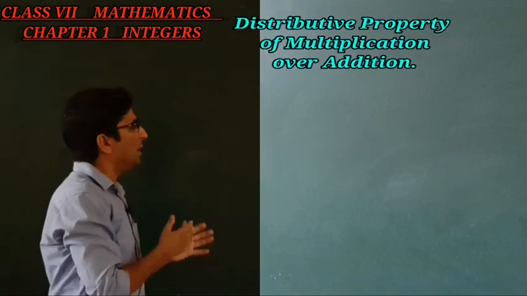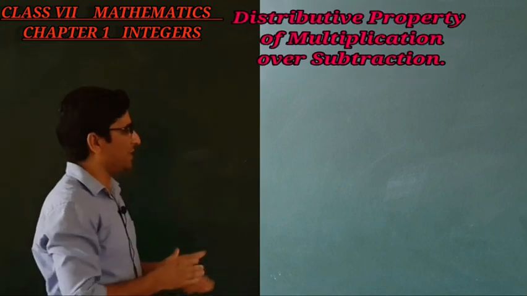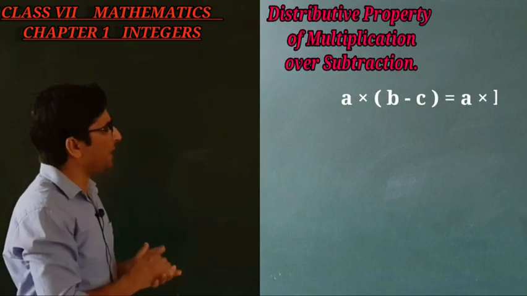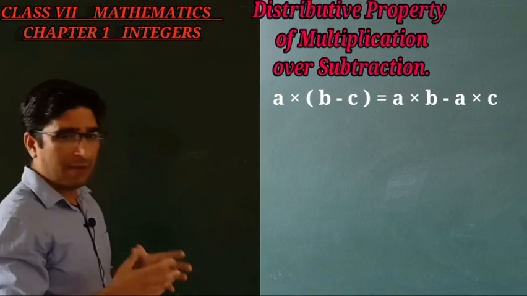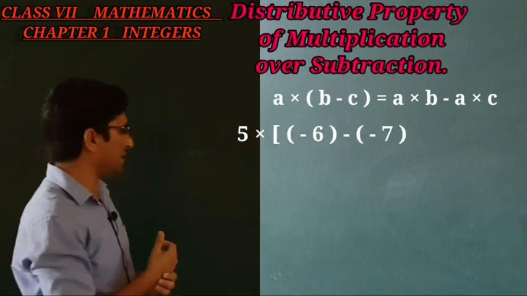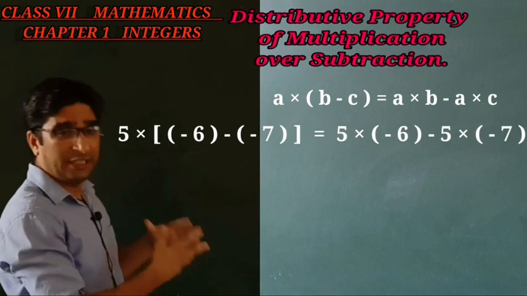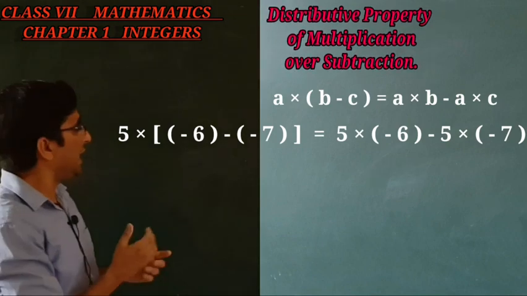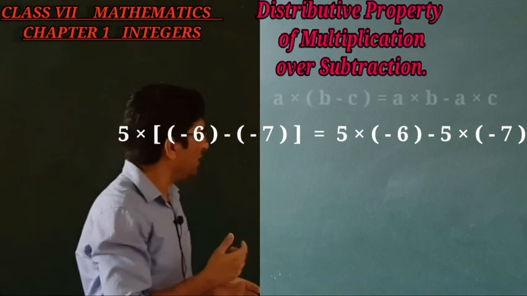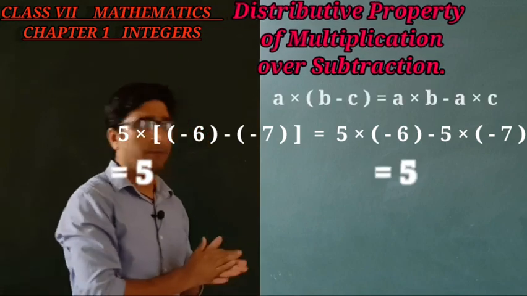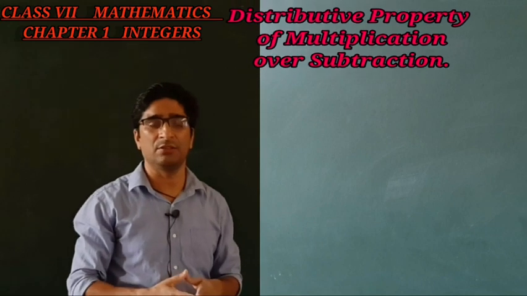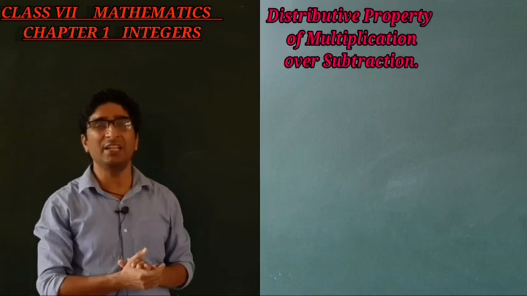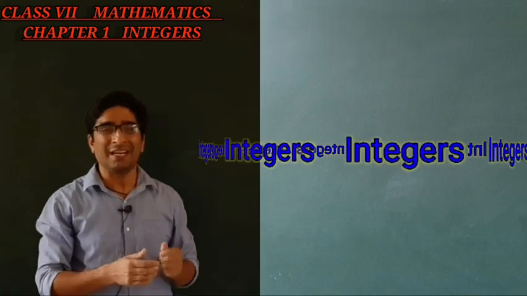Now for distributive property of multiplication over subtraction, only the difference is plus and minus. Here A into (B minus C) is equal to A into B minus A into C. I have taken three integers 5, minus 6 and minus 7, and the results are equal. So here also these integers satisfy the property A into (B minus C) is equal to A into B minus A into C. So my dear, we have understood that integers will satisfy distributive property of multiplication over addition and subtraction. So this much for today.